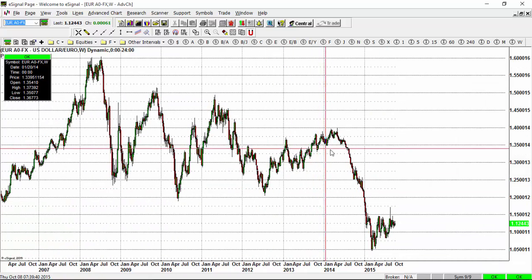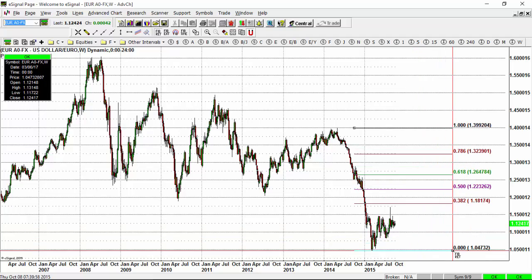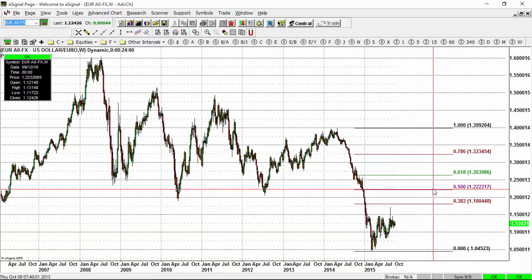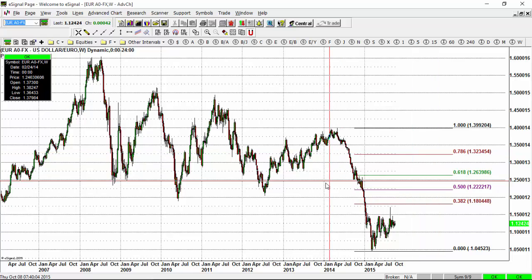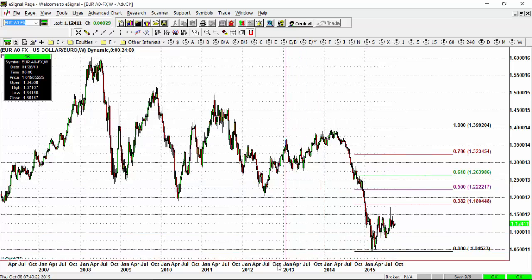Okay, so we have the down move. This down move took place between July 2014 and March 2015. The argument is that the market will retrace this move to the downside and either go up to the 50%, 60 or 78.6 retracement level. So that will take the euro to 122, 126, 132. Those are the retracement levels of this massive move to the downside. That is one argument. That's a bullish argument.